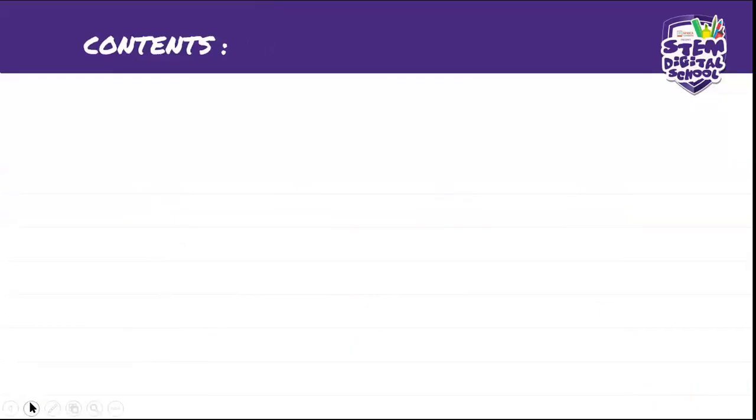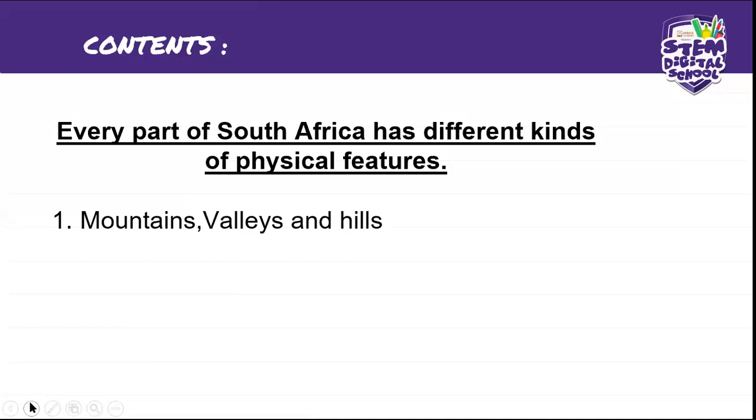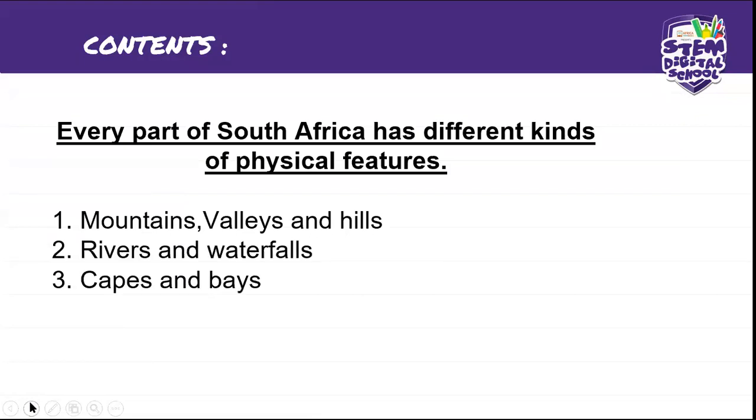Our content for today is that every part of South Africa has different kinds of physical features. The physical features that we find mostly on the map are mountains, valleys, and hills. We also have rivers, waterfalls, caves and bays. But today our focus will be on mountains, valleys, and hills. Then tomorrow we look at rivers and waterfalls. Are we clear?